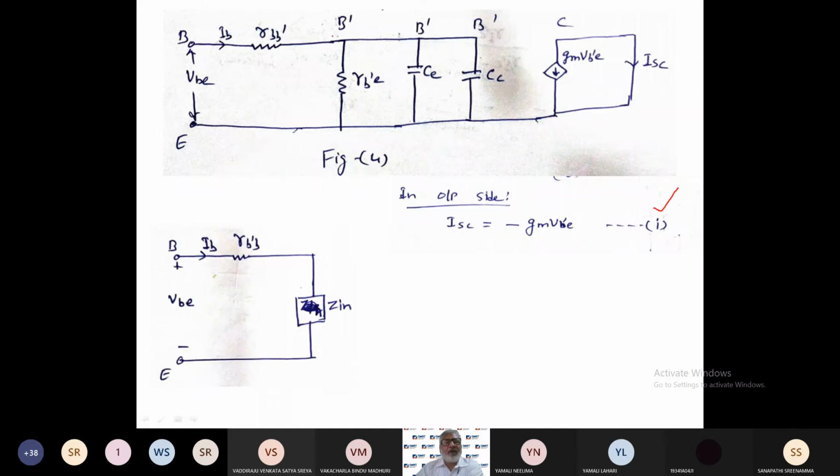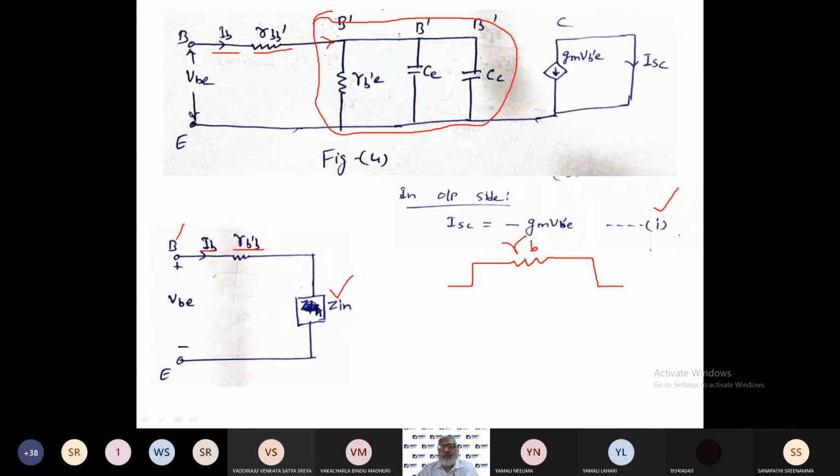Now you see the input side. On the input side B, here we have one current IB and RBB', and this portion I am representing by Zin. So basically, if you see this Zin, it looks like this. There is one resistance RB'E.